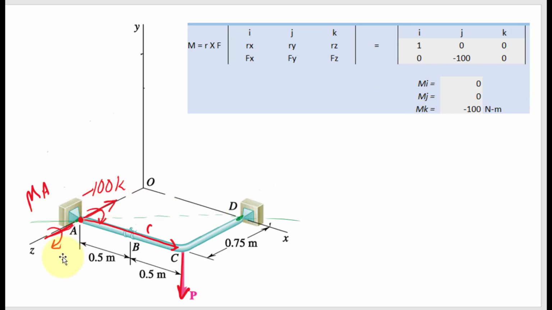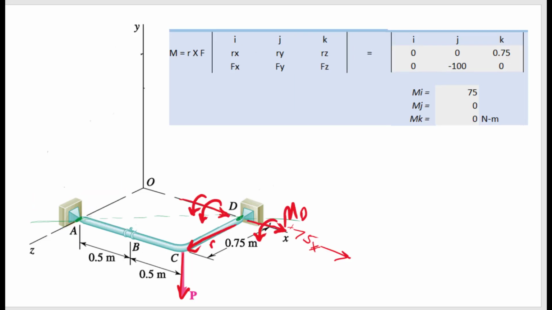So you can wrap your fingers around the Z axis here, and you can see that it's going back into the screen. So negative 100, and this moment is in the K direction, but we don't want it in the K direction. We want it around this axis of rotation between A and D. Or, here's another scenario.